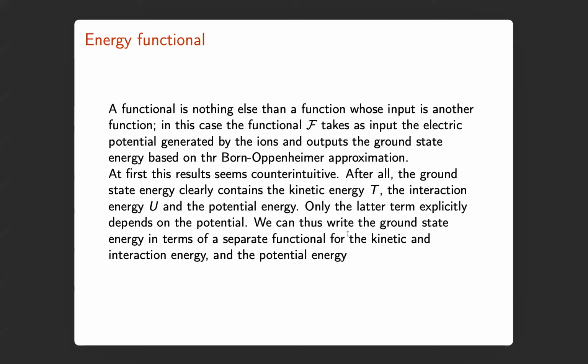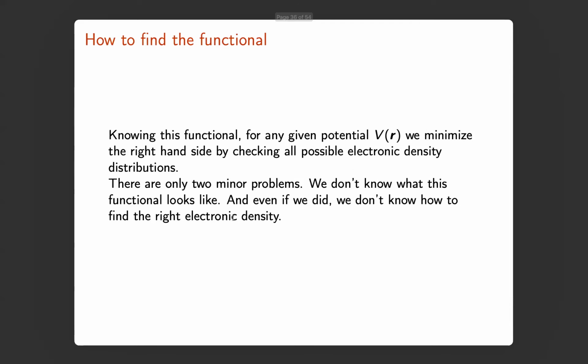Then you can actually write the ground state energy in terms of a separate functional for the kinetic and interaction energy and the potential energy. And knowing this functional for any given potential V of r, you minimize the right-hand side by checking all possible electron density distributions. So the problem is that we don't know this functional, and even if we did, we don't know how to find the right electronic density. So this sounds like a kind of tautology where we're just biting ourselves in our tail.